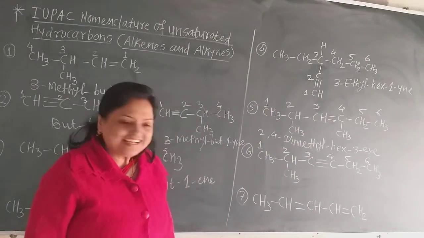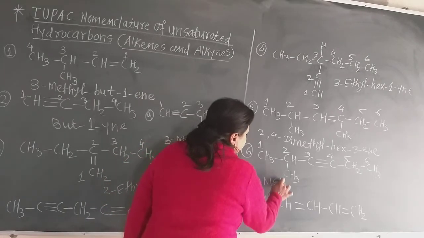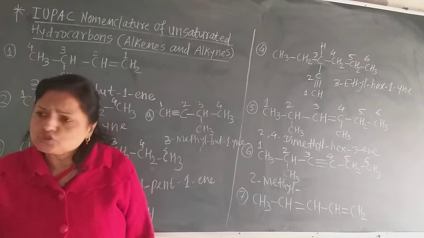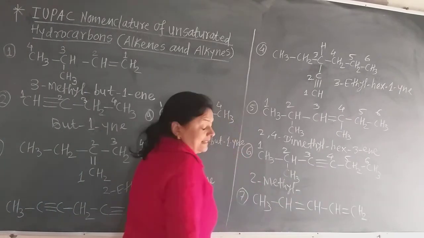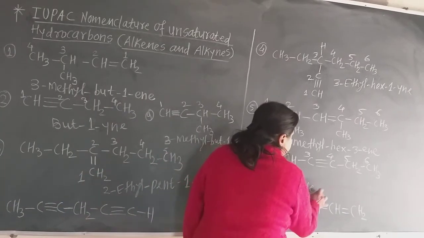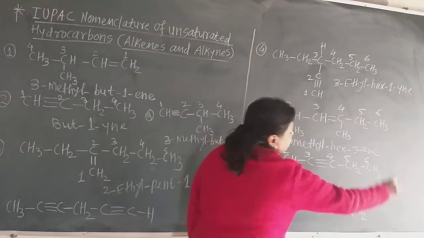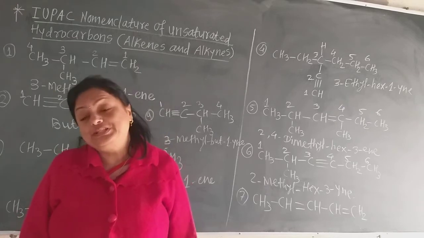Now on the second carbon there is a methyl group. So 2-methyl; only one methyl group is there, so no matter about di or tri. And there are 6 carbons in the chain, so it is hexyne, but it is hex-3-yne. It is hex-3-yne. Now this is the correct IUPAC name for this compound.